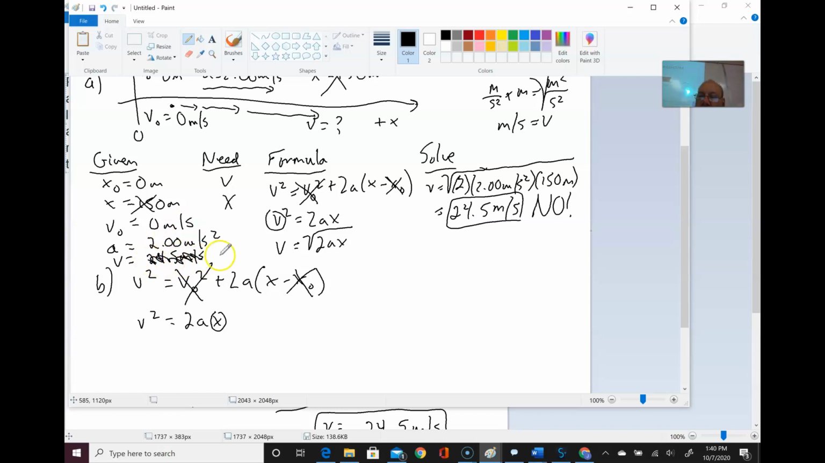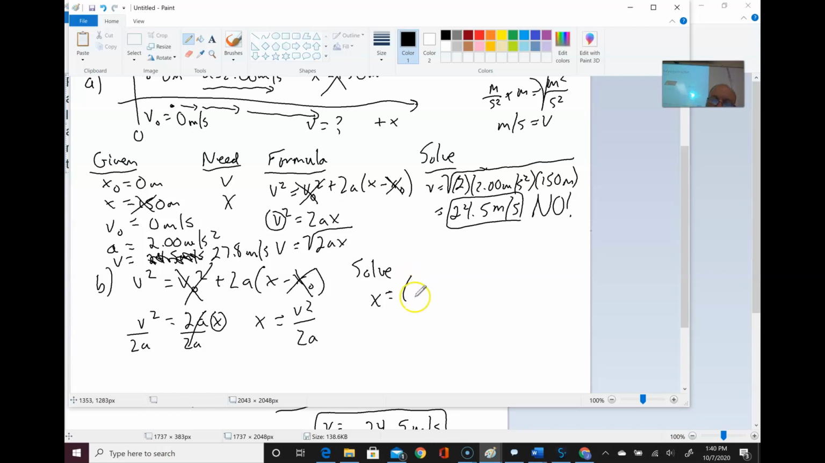My final velocity needs to be 27.8 meters per second. This is my final velocity at 150 meters. My final velocity at the point I take off needs to be 27.8 meters per second. So that's my new final velocity. But I want x, I don't want v, so now what I'm going to do is divide both sides by 2a. That's going to cancel out, and so now I have x equals v squared over 2a. So I've isolated x, and now I can just plug those values in and solve.